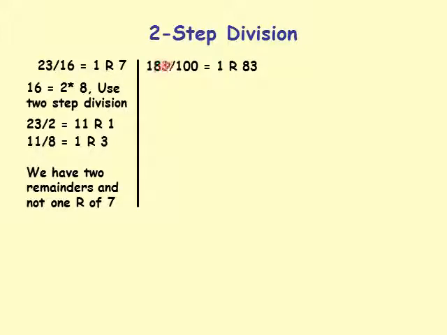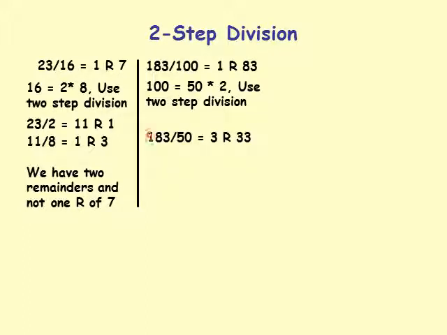Let's do another example here. Now I'm going to do the example of 183 divided by 100, which I know is 1, remainder 83. Now I'm going to use two steps. 100 is equal to 50 times 2. So I'm going to divide first by 50 and then by 2 to achieve a division by 100. So 183 divided by 50: I can subtract out 3 groups of 50 from 183. So I get 3 as a quotient, and after I subtract out 3 groups of 50, I have 33 left over, and that is my remainder.